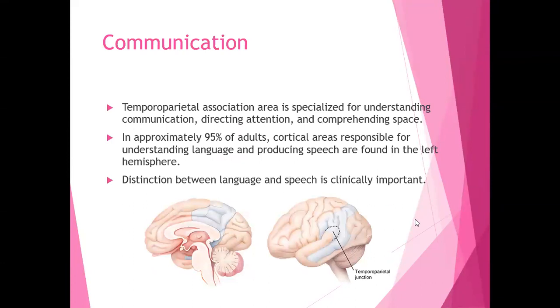So communication, super interesting function of the human brain and essential to the human experience. The temporoparietal association area is specialized for understanding communication, directing attention, and comprehending space. Isn't that interesting? In approximately 95% of adults, cortical areas responsible for understanding language and producing speech are found in the left hemisphere, and the areas for comprehending space are found in the right hemisphere. 5% of people, it's opposite. Who knows why? And the distinction between language and speech is clinically important. So we'll talk about it.